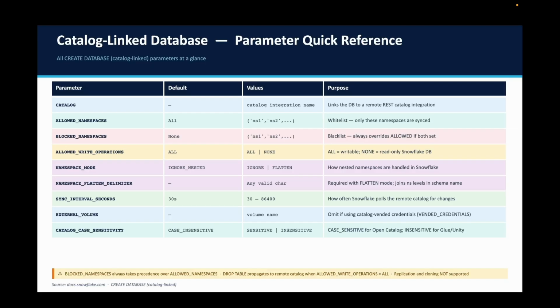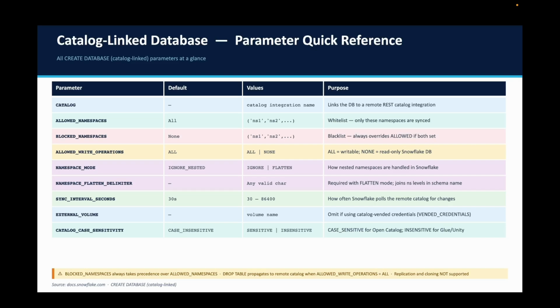Catalog case sensitivity. Case insensitive is the default, but for some cases we have to provide case sensitivity. Case sensitive for Open Catalog, insensitive for Glue and Unity.